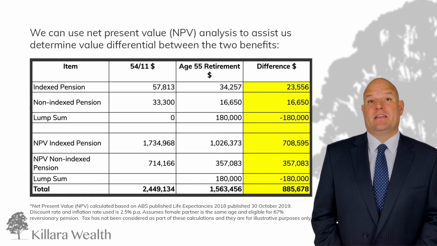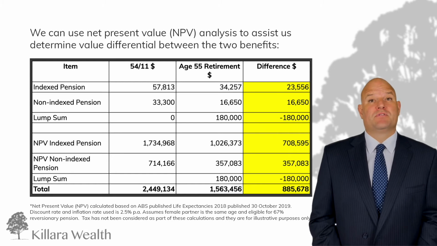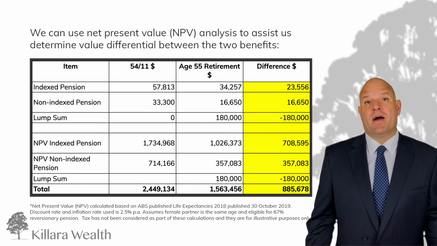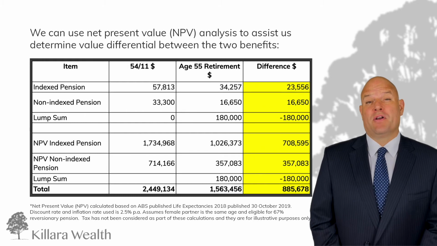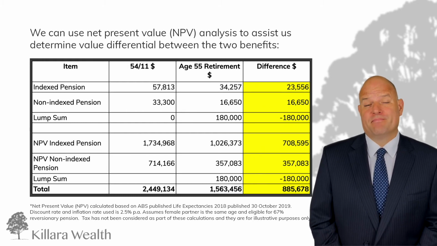So if Geoff were to get his calculations wrong and choose age retirement over 5411, he may potentially be worse off by just under $900,000 over his lifetime.